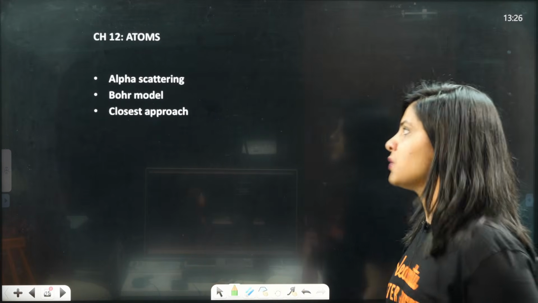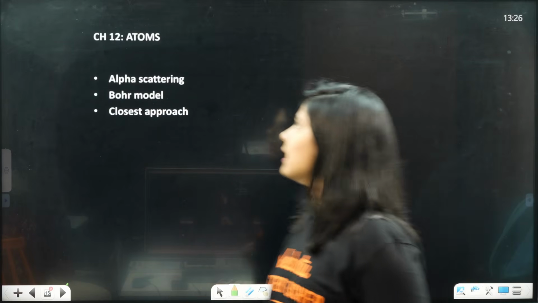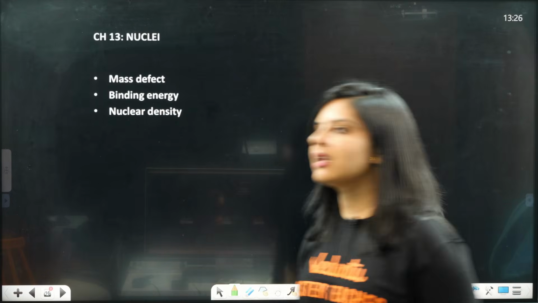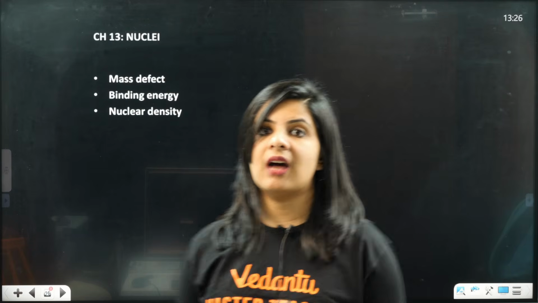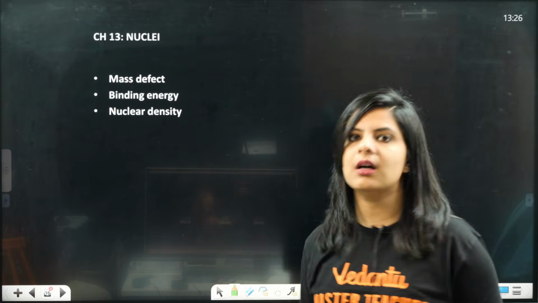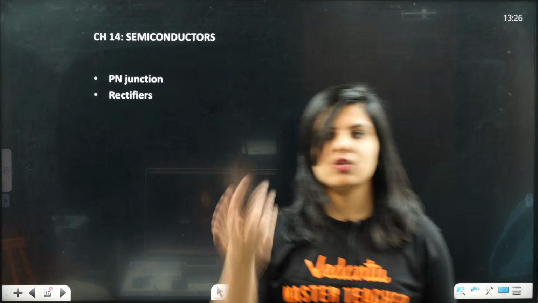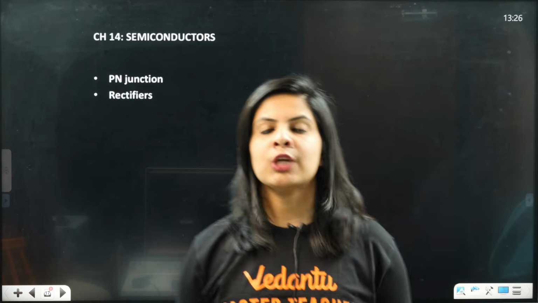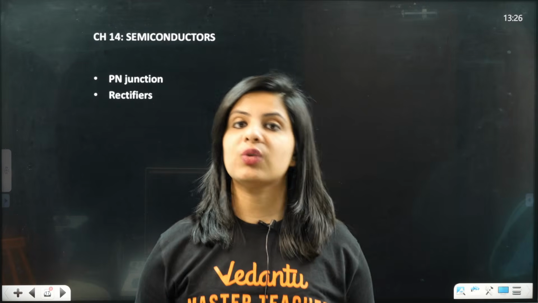Next one is atoms: alpha scattering, Bohr model, closest approach. You can expect questions. Next one is nuclei. In nuclei, mass defect, binding energy, and nuclear density will be the repeatedly asked questions. These are the topics where you need to focus. And coming to semiconductors, the PN junction and rectifier are very important. You should know the diagram for each case, because those diagrams are important and you cannot miss them.